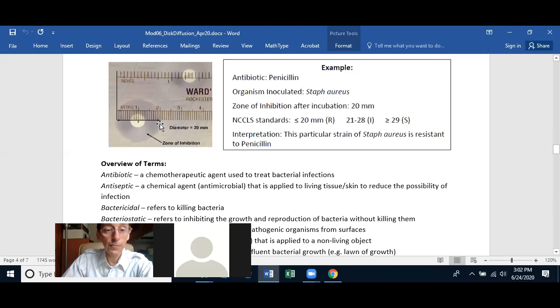Okay? If there is no zone of inhibition, you do not say that the zone of inhibition is 6 to 7 millimeters, which is the size of the paper disc. It's actually recorded as 0. Okay? It's always going to be a zone of 6 or 7, and you record that as 0.